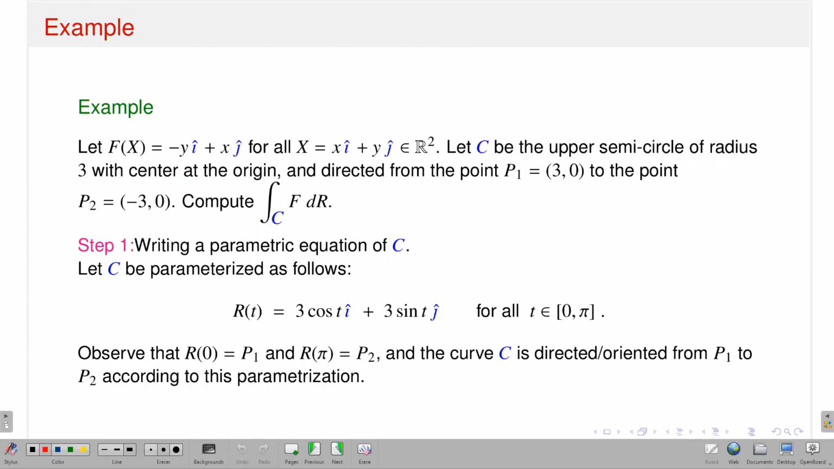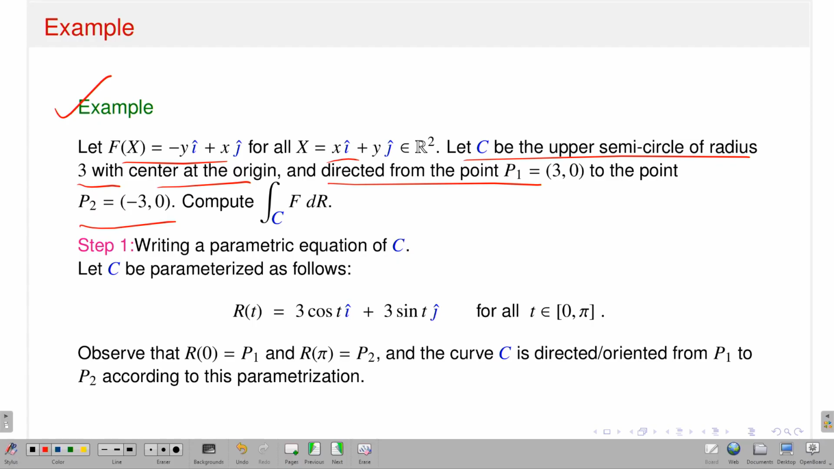One example I think I have given. Yes, for example, I have one example I have given. What is that? So, this is your vector field. If you remember, this is the rotational vector field, right. Capital F of x is minus y times i cap plus x times j cap, where capital X is the vector x comma y. Now look, I am saying that let C be the upper semicircle of radius 3 with center at the origin and directed from the point P1 to the point P2.